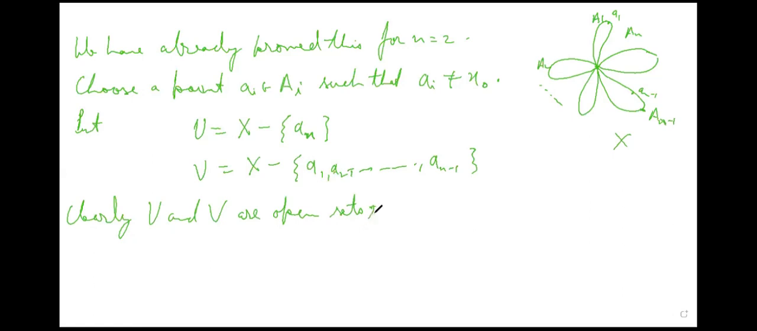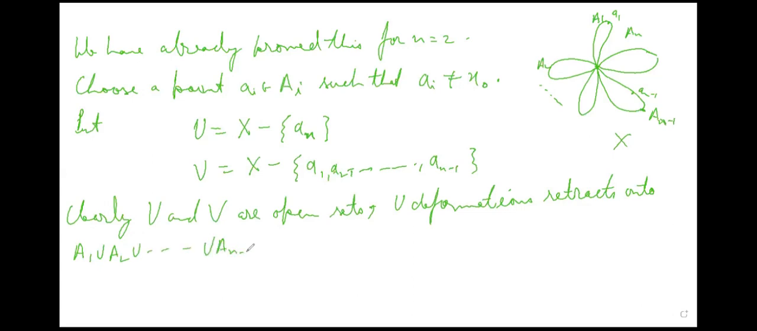And A1, this U deformation retracts onto A1 union A2 and so on union AN minus 1.